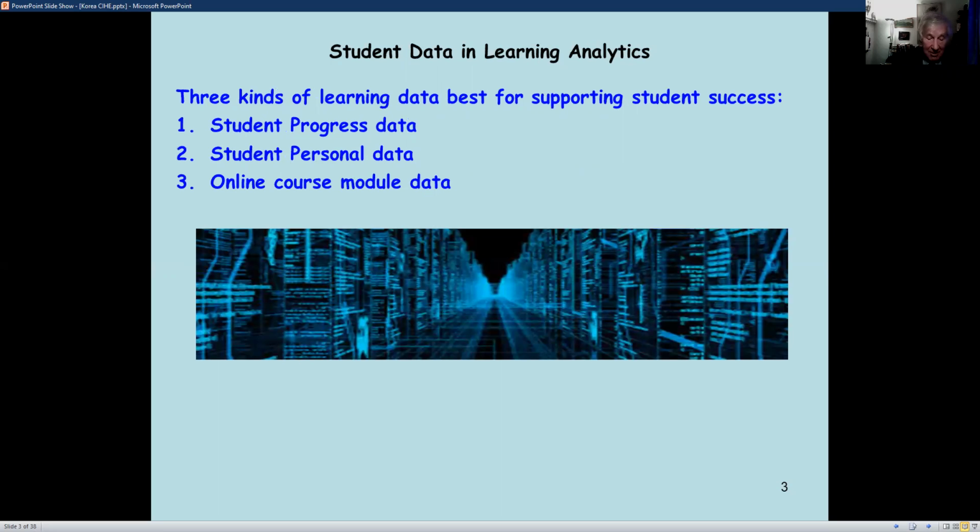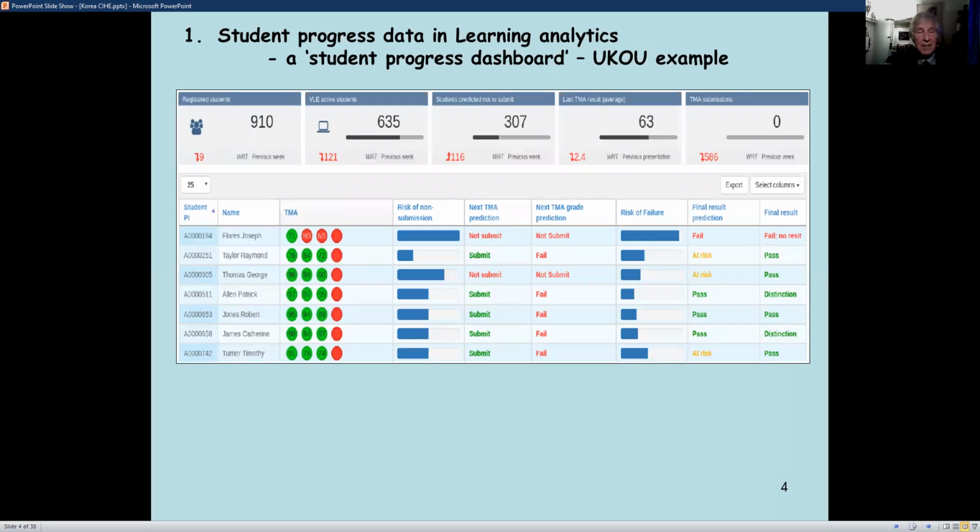Well, I can't cover 320 million hits in this presentation, so I want to focus on the three kinds of data that I think work best for supporting student success. These are student progress data, student personal data, and online course module data. Let me start with the first. Here's an example of student progress data in learning analytics.